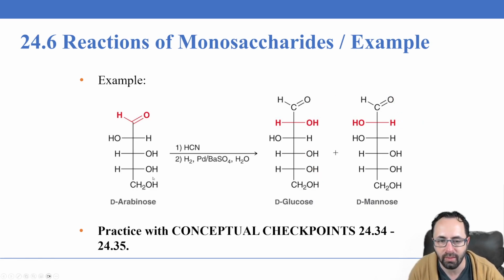So you can see that it was an aldopentose, 1, 2, 3, 4, 5, D-arabinose, an aldopentose. This gets turned into two enantiomeric monosaccharides that are aldohexoses with 1, 2, 3, 4, 5, 6 carbons. But this carbon here that used to be the first one is now the second one. And they are epimers of one another, shown by these two groups here being switched.